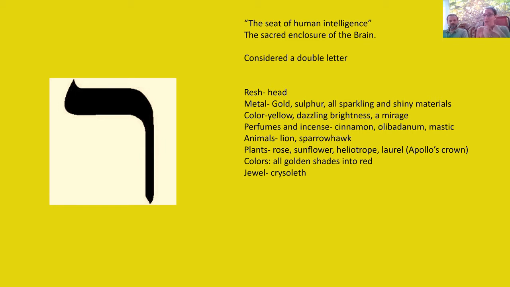Its metal is gold and sulfur and shiny things. And its color is any color from yellow to red, and anything that's dazzling or bright or sparkly or disco ballish or miragey, but not opalescent, that would be lunar. And its perfume is cinnamon, olibanum, and mastic.